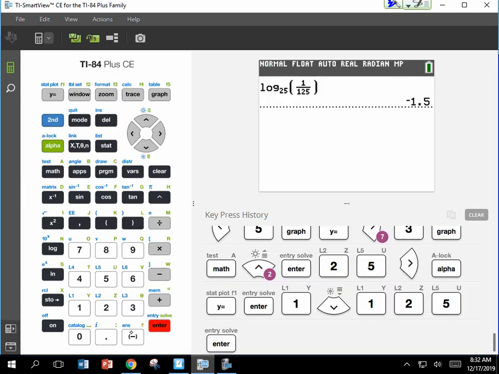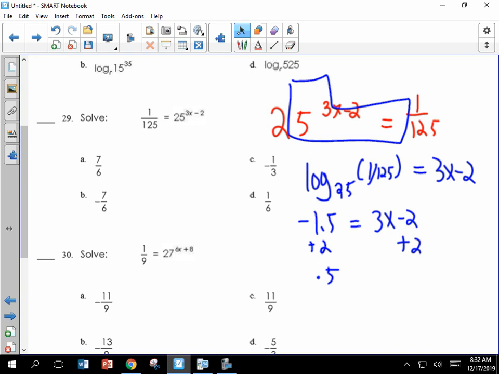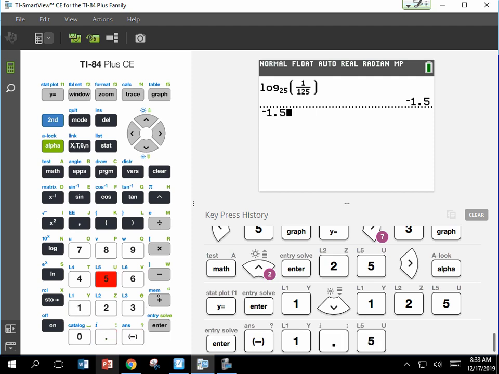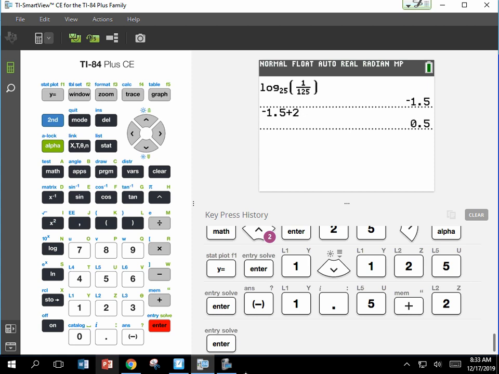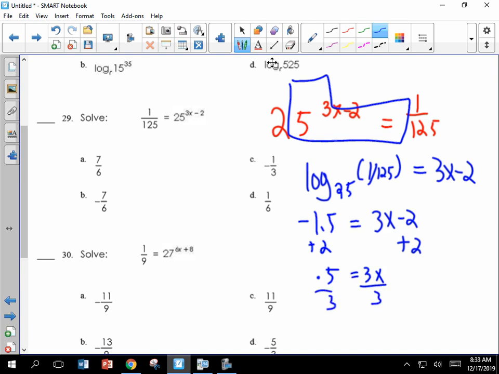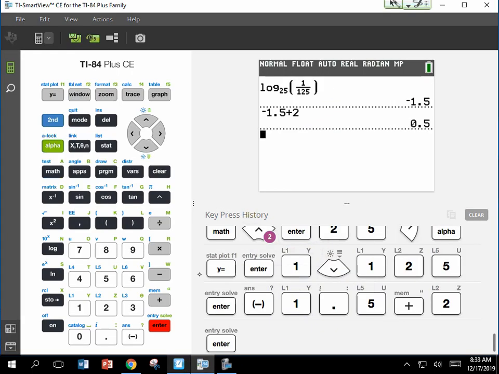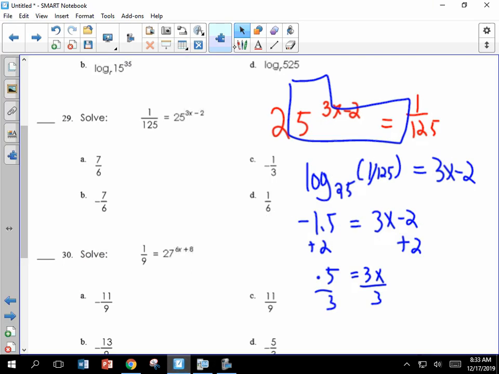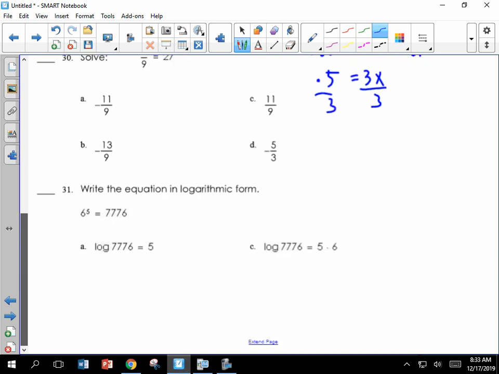So negative 1.5 plus 2 gives you 0.5 equals 3x. Divide both sides by 3. Now, when you do 0.5 divided by 3, if you notice the answers were all in fractions, so turn it into a fraction. Math, enter. 1/6 is your answer. They are all done the same way, or 29 and 30 are done the same way.